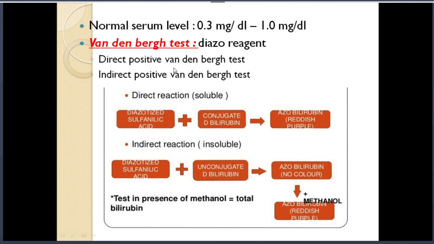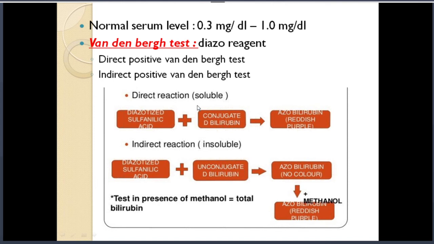Then to test the presence of serum bilirubin, we have a test which is known as Vandenberg test. In serum, we have both conjugated and unconjugated bilirubin present. This Vandenberg test can give two reactions: direct positive reaction and indirect positive reaction.